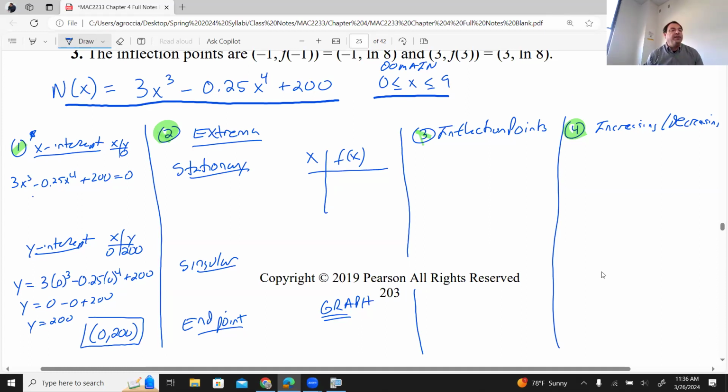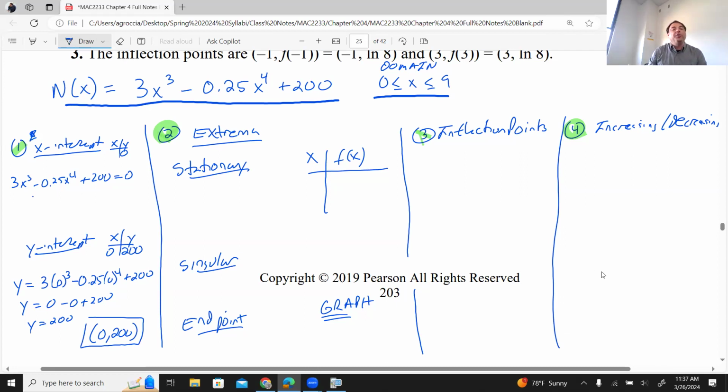Okay, so we're going to pause there for a second. X-intercept we'll hold off on. Y-intercept is when you make x 0. We plug 0 into the original, solve for y, we get 200. So yes, there's a y-intercept at (0, 200). Okay, so we'll come back to the x-intercept in just a little bit.